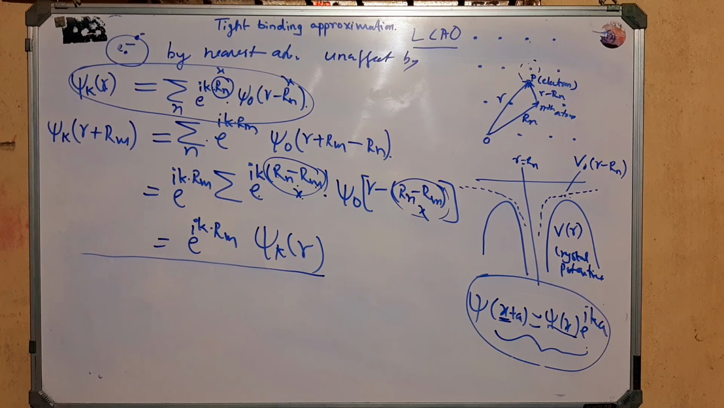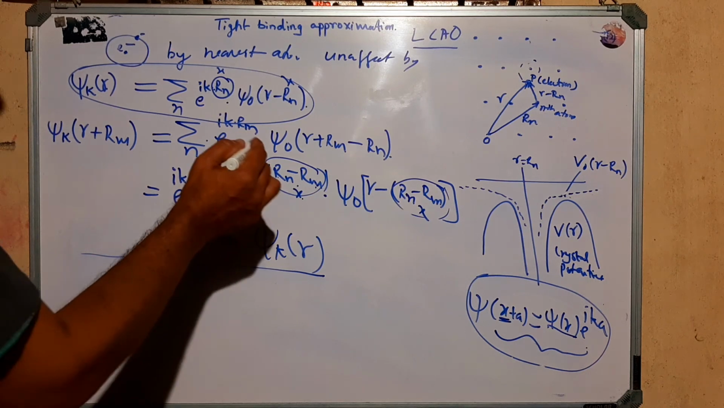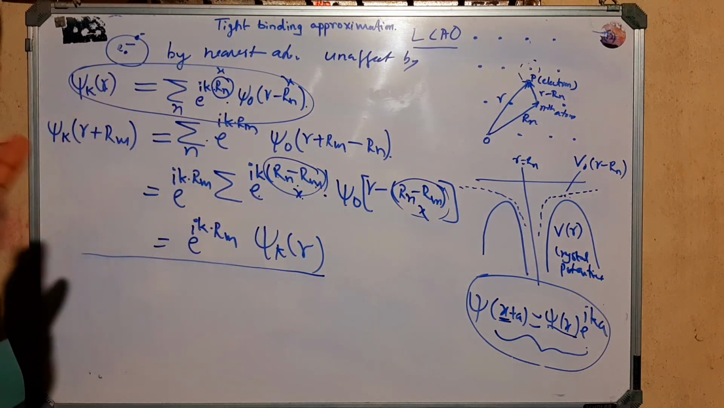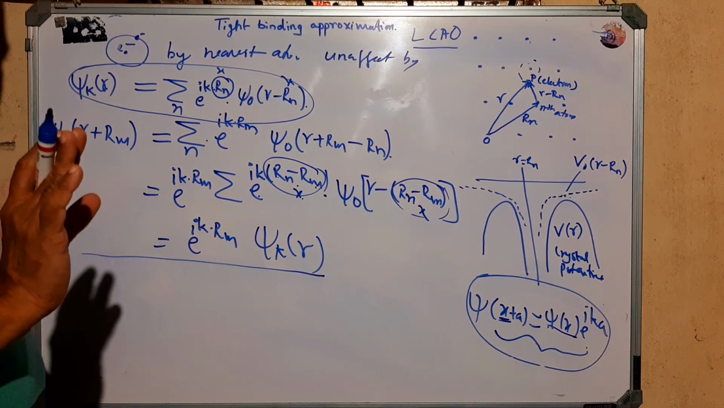That means Bloch condition is satisfied. So therefore electrons moving in the periodic potential satisfy the Bloch equation.